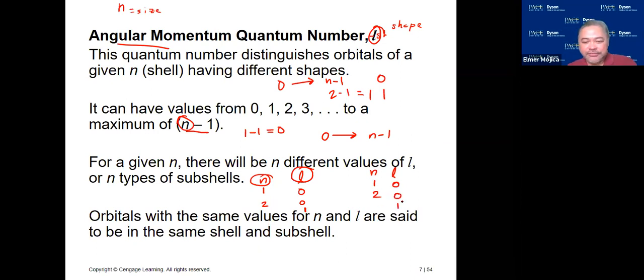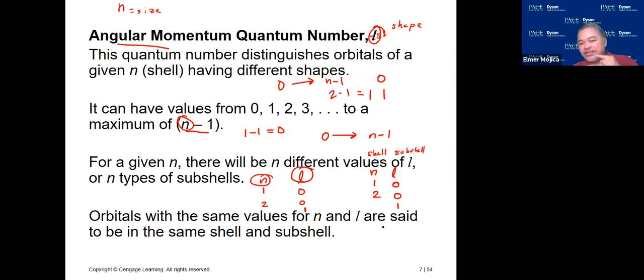Okay? Now, orbitals with the same values for n and L are said to be in the same shell and subshell. So if this is the shell, this is the subshell.